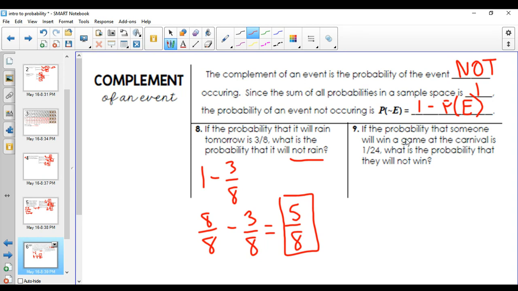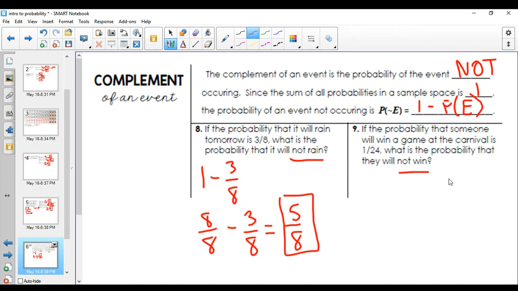Okay, number 9 says, if the probability that someone will win a game at the carnival is 1/24, what is the probability that they will not win? Okay, I want you to pause the video, try that one on your own, and then press play when you're ready to check.